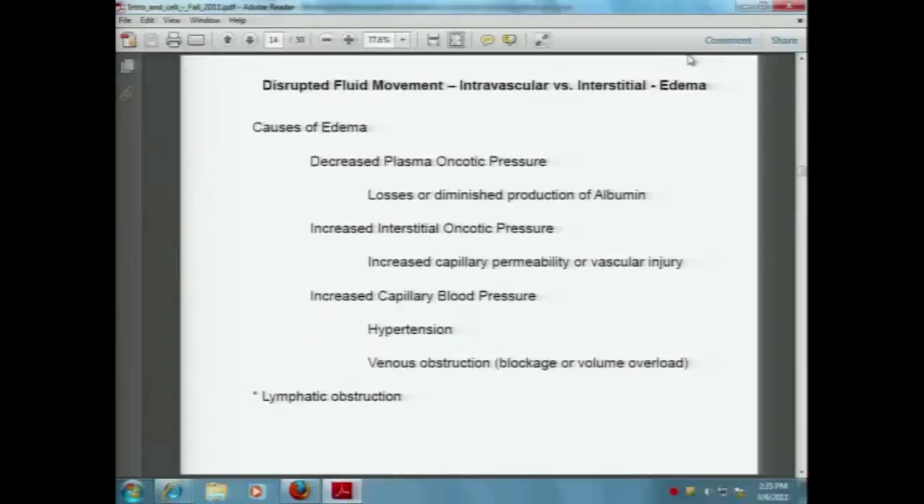Decreased plasma oncotic pressure. Okay? This usually happens when you have losses or reductions in albumin. Okay? You remember albumin was our major plasma protein, the most abundant plasma protein. Sometimes you will hear albumin described as the factor that maintains blood volume. Okay? That albumin is an important factor in just maintaining blood volume, because as soon as you have losses of albumin, you have shifting of fluid out of the vascular space.